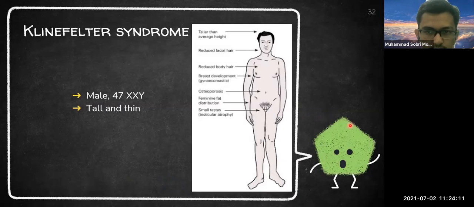And next is the Klinefelter syndrome. It's the 47XXY. The patient is tall and thin, and these are some of the features that can be found in the patient. Reduced facial hair and body hair. Patient will develop gynecomastia, osteoporosis, have a feminine fat distribution, and also hypergonadotropic hypogonadism.